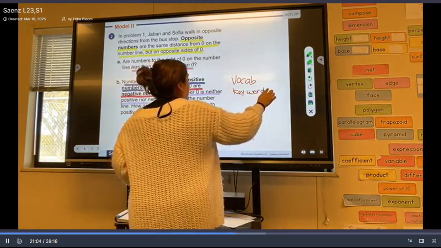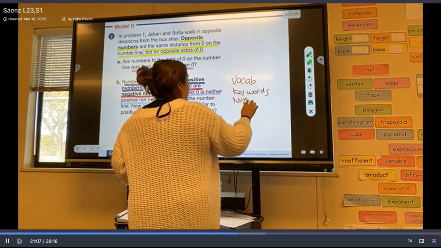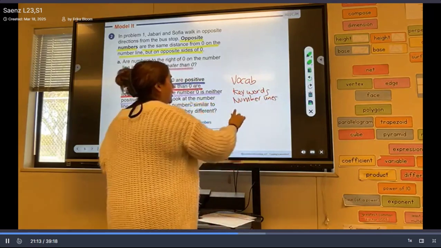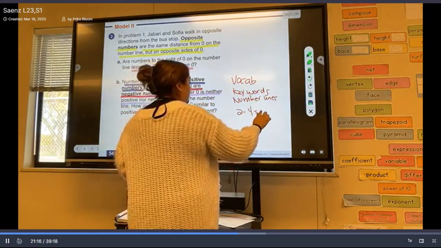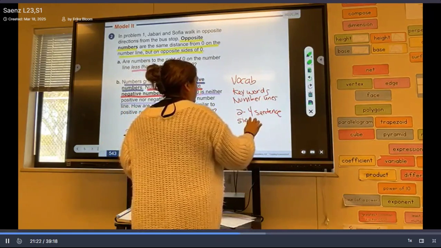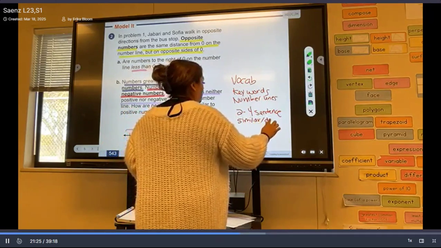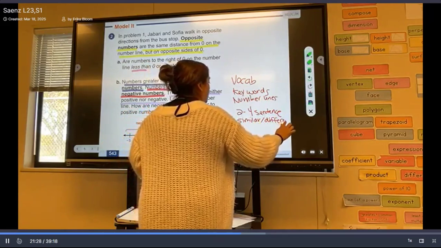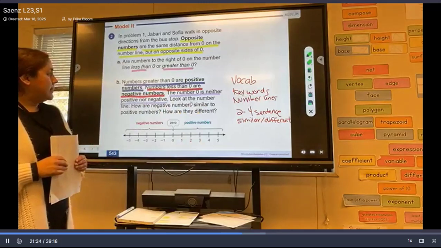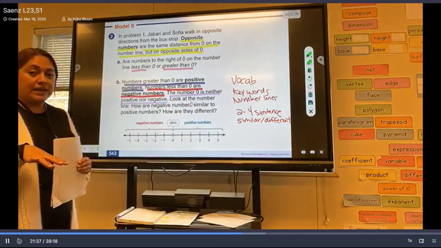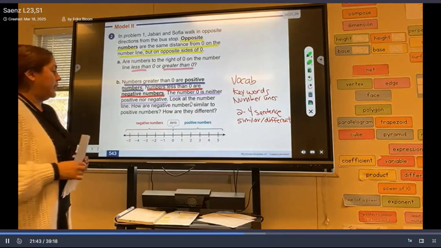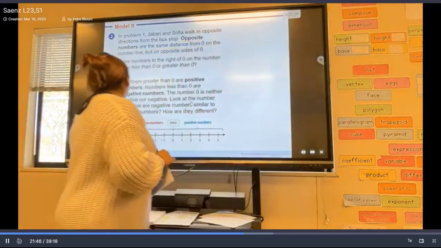I do want you to refer to the number line that is on this page. Okay, so you need to have 2 to 4 sentences describing how they are similar and different. Again, this is where you will pause the video for a quick second, give yourself time to write those responses, and then start the video back up. All right. Let's move on.